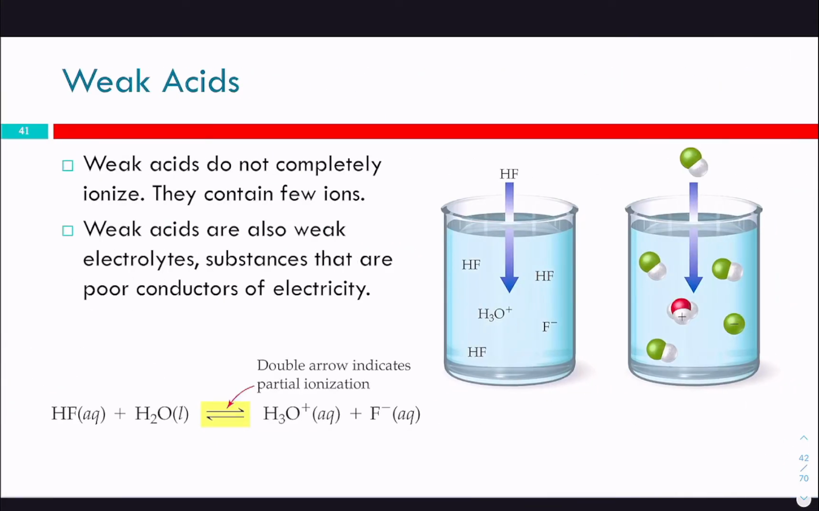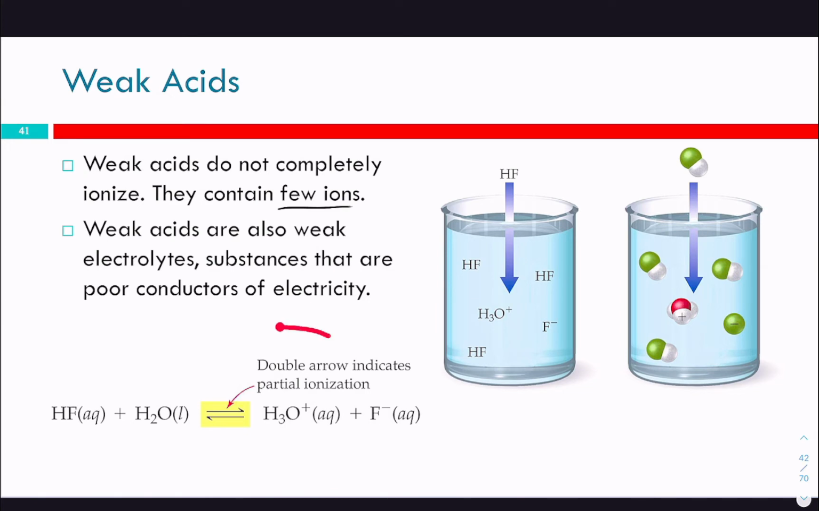Weak acids, unlike strong acids, do not completely ionize. And in fact, most of it doesn't ionize. So there are very, very few ions in the solution. So it's those ions that allow the water to conduct electricity. So there aren't a lot of ions, but there's a little bit, so it can conduct electricity weakly, or it can conduct electricity a little bit.